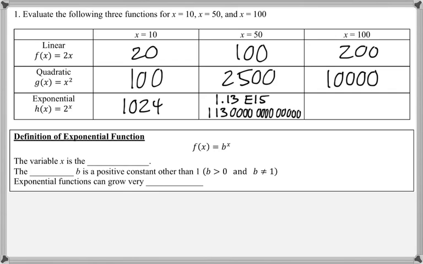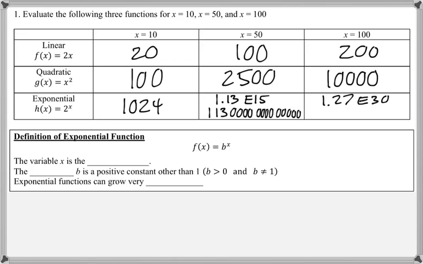Let's raise 2 to the 100. That would be 1.27 e to the 30. So you would move it over 2 places and then 28 zeros. So that's an even bigger number. So this is really getting out of control, and that's really one of the main features of an exponential function, is that it grows very quickly and it can get very, very big.